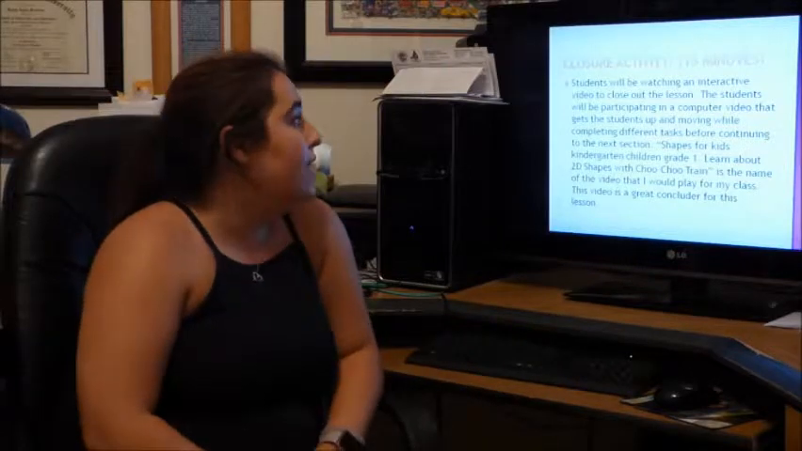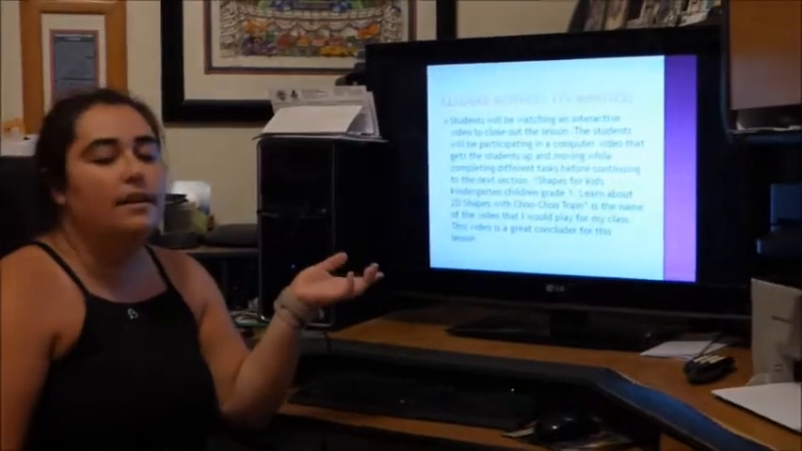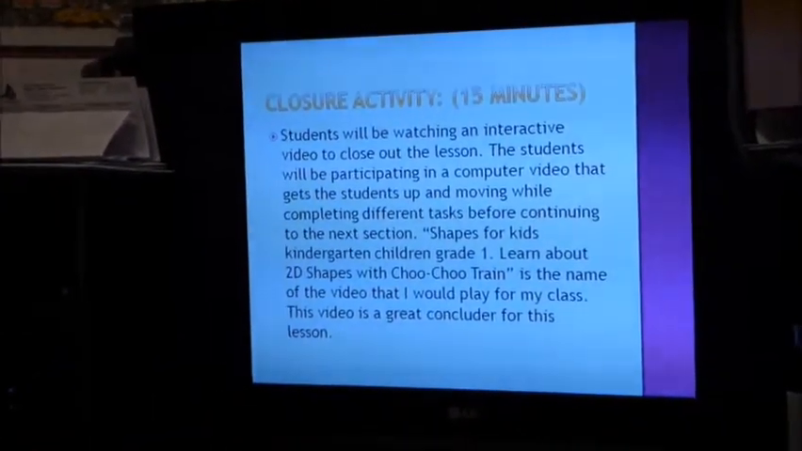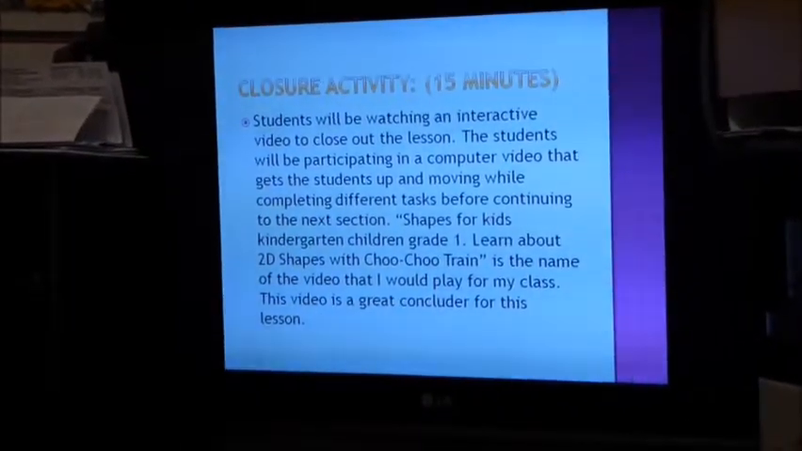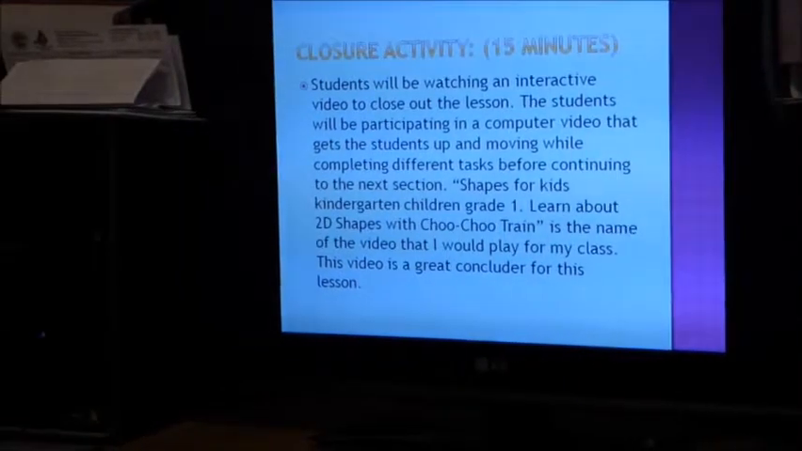For the closure activity, we're going to watch a video. It's from Choo Choo Train. It's a fun little video that's singing, so they'll get the class up and moving rather than sitting around, and it'll connect with the auditory learners.